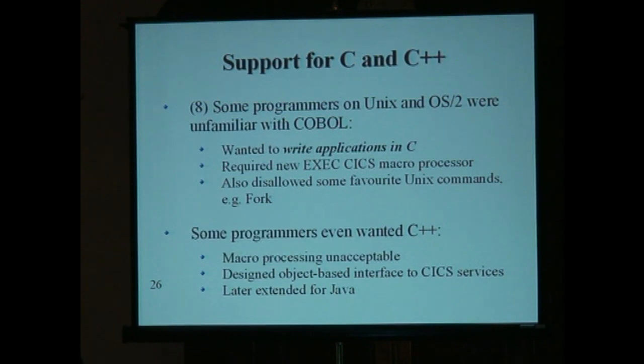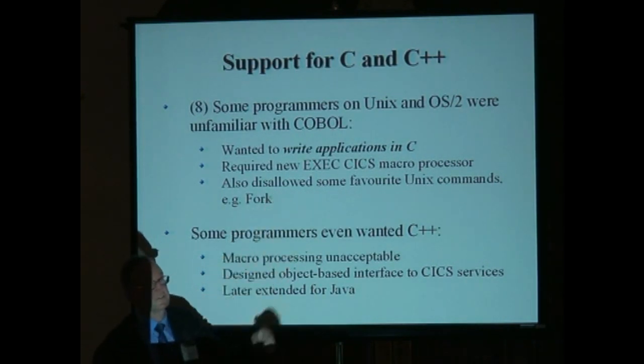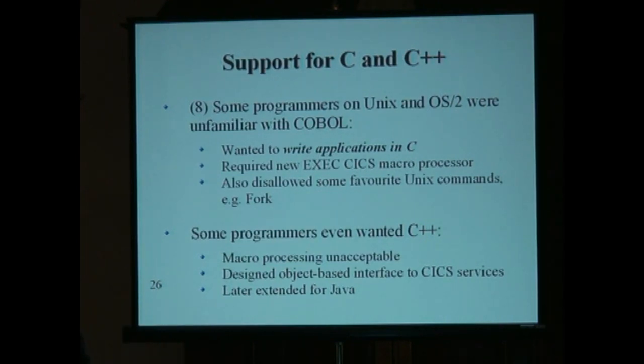Right, so then we got to the 90s where people were starting to demand the ability to write applications in C and C++. We started off by saying, okay, let's build a new macro processor that will work with the C language, the C compiler. But we had to follow these rules of CICS, which, if you remember, I told you disallow access to the operating system. That was very foreign to Unix programmers and C programmers who like to do all sorts of tricks.